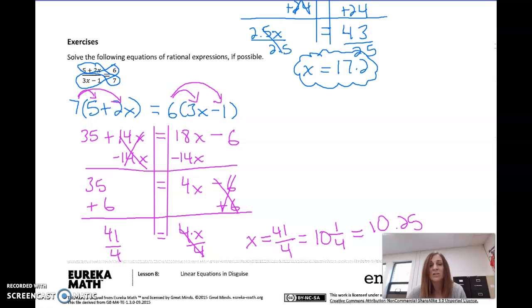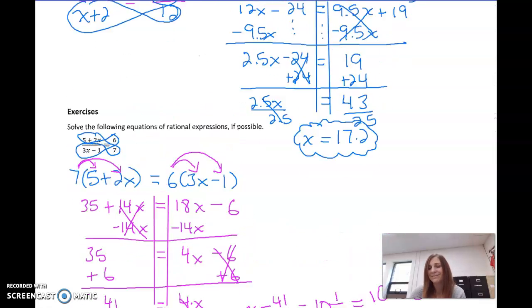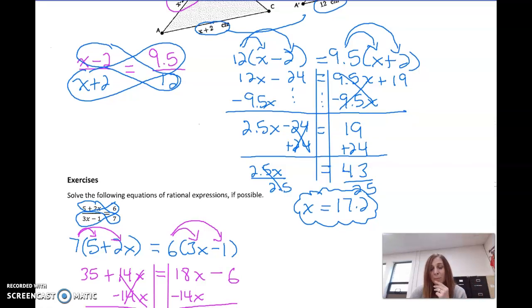So the big thing, ladies and gentlemen, is don't be intimidated by problems like this. Set up the proportion. Use your cross products property. And then just solve them using all the tools and skills we've been working on.